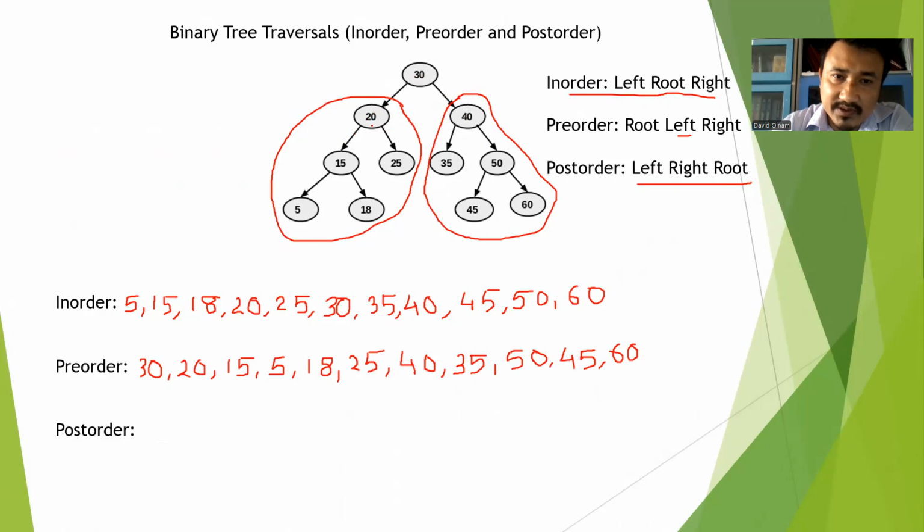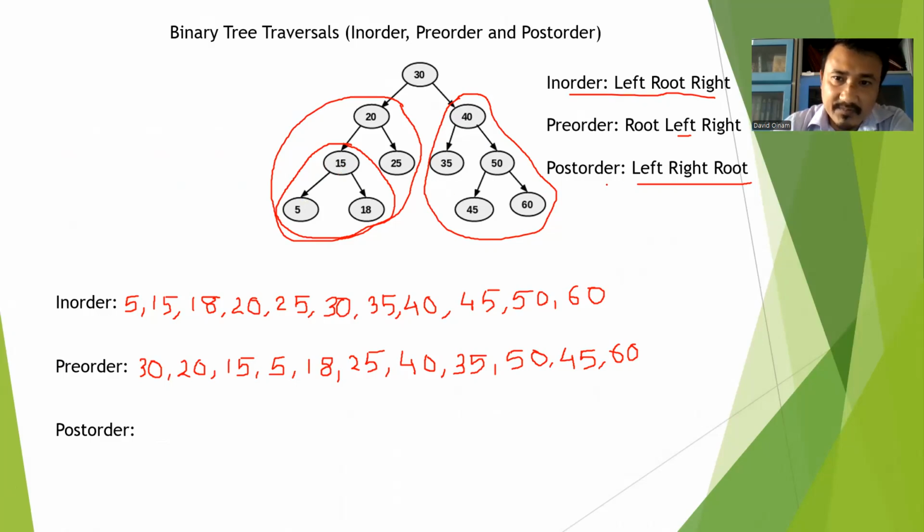So from the 30, first, we have to move to the left. We find the left is 20. This is again a subtree. So you have to move again to the left, and again to the left. Then in the node 15, you have another subtree here. So for this subtree, 15 is the root node again.